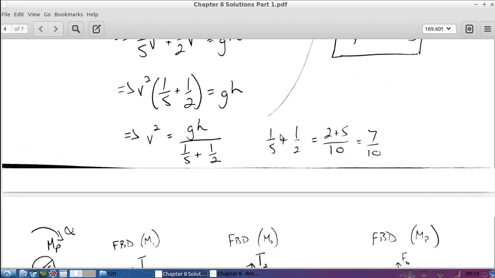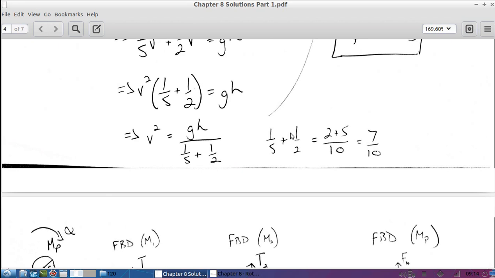Find the common denominator, whatever you want to do. I got this little trick that I like to do. 1/5 plus 1/2 is equal to the product of these two, right? 1 times 2, plus the product of these two, 1 times 5, divided by the product of the denominators, 10, right? And I get 7/10. So that's just a little cheat that I like to do.